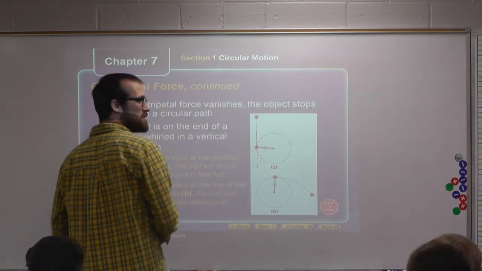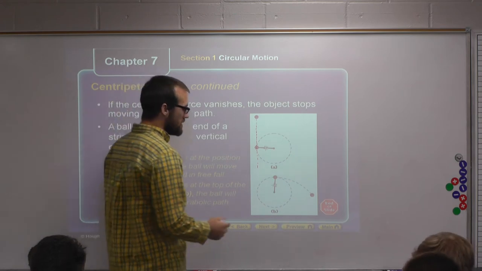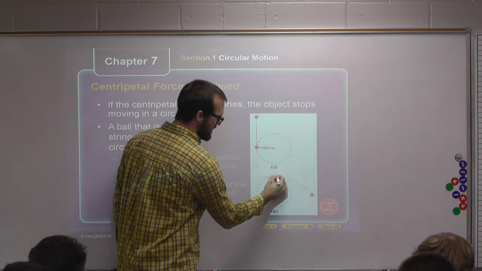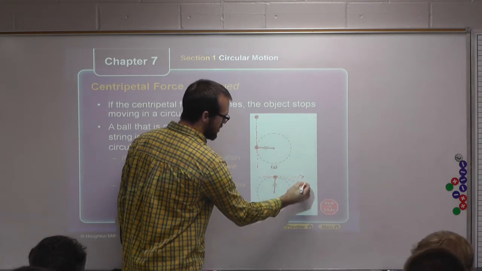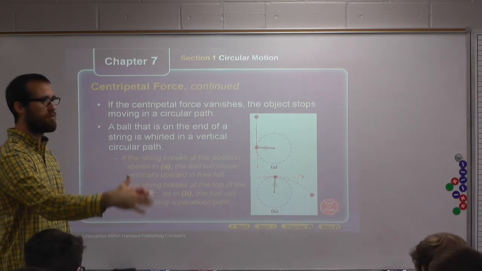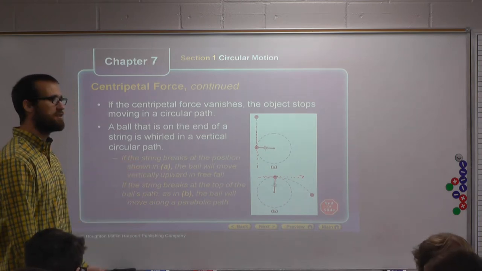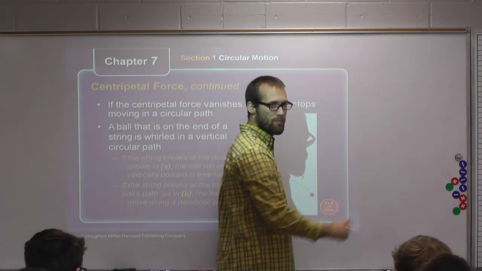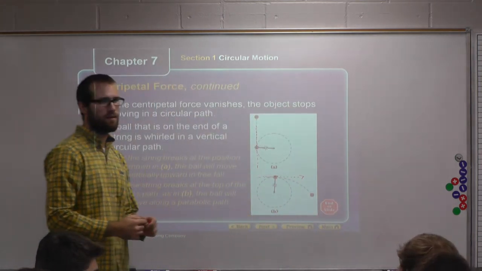The string is the force? Yeah, remember the string is the centripetal force. Now notice, if it breaks here, the tangential line would cause it to go there, but what's acting on it? Gravity. And so that's why it's going to form a parabola shape. But assuming there was no gravity, it would just go straight forever. That actually makes sense.